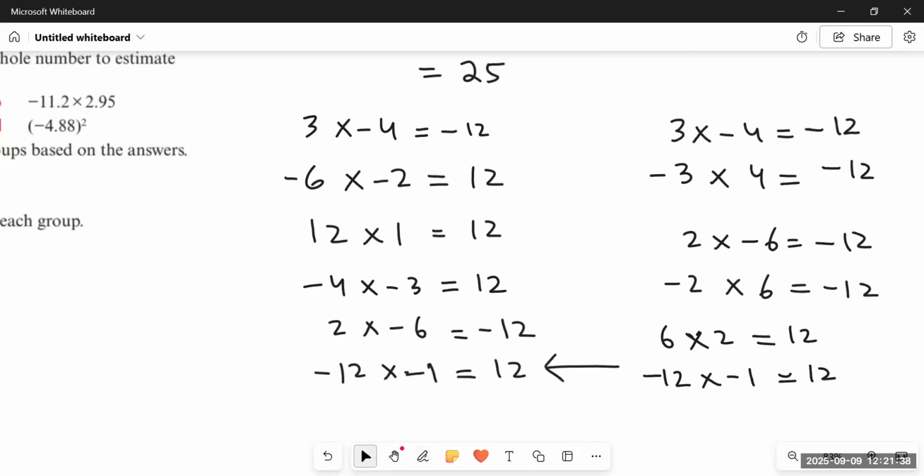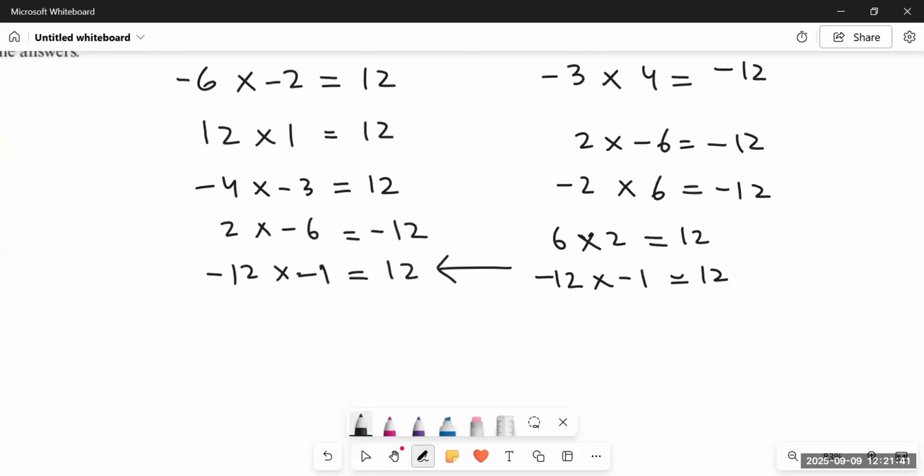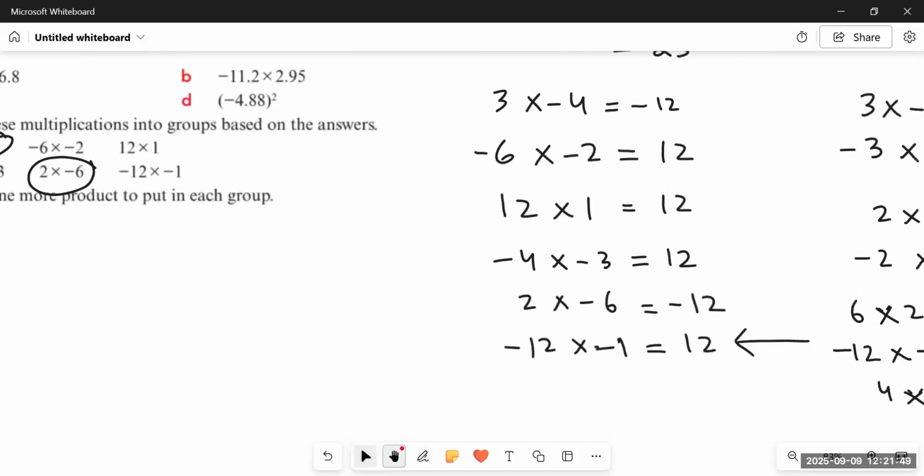This was already done over here, so we can take one more. Like if minus 4 into minus 3 is 12, then 4 into 3 would be 12. Because when we multiply positive numbers, we will get a positive product. If we multiply negative numbers, we will get a positive product.